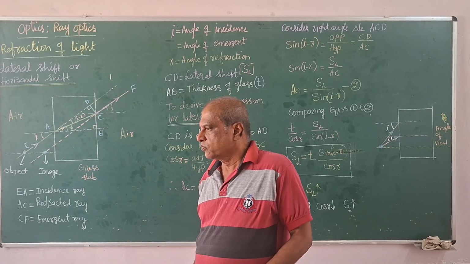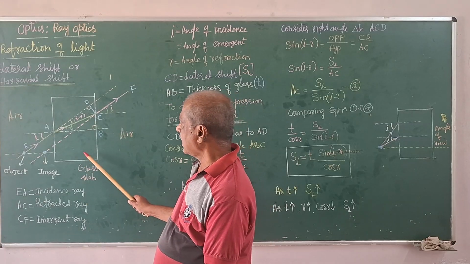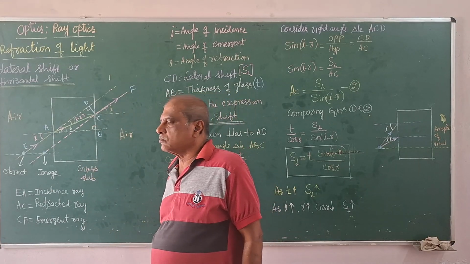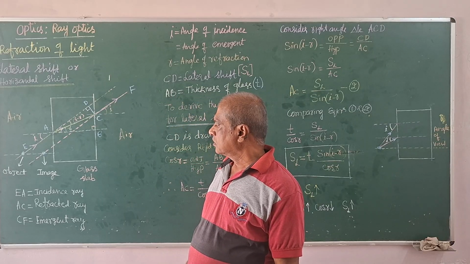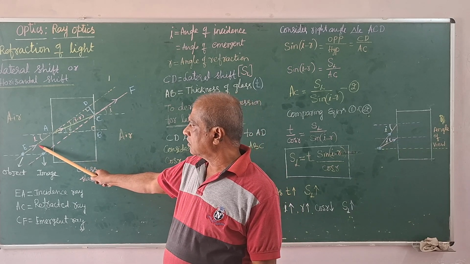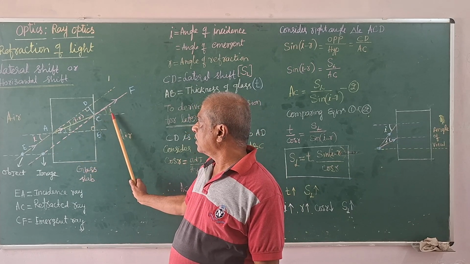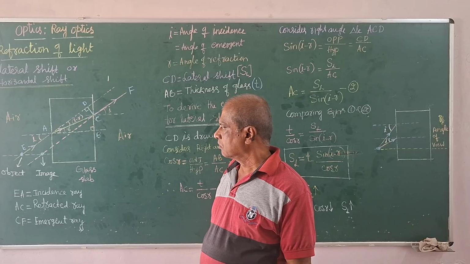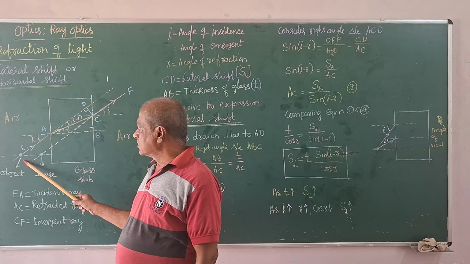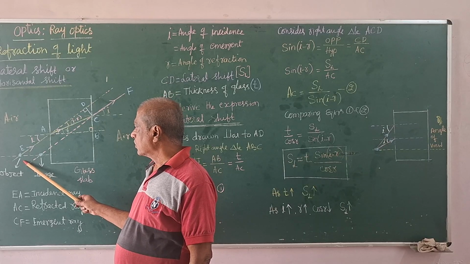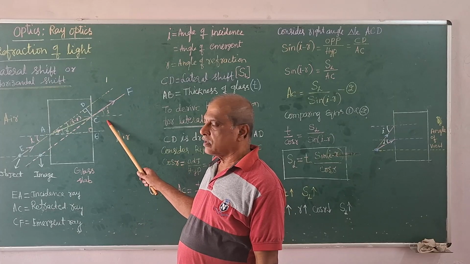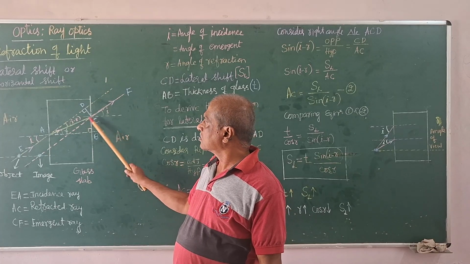In this setup, we have a glass slab surrounded by air. This is the denser medium. This side we have the rarer medium, and the same rarer medium on the other side. The object is kept at one side of the slab, and we are viewing the object from the other side of the slab in this direction.